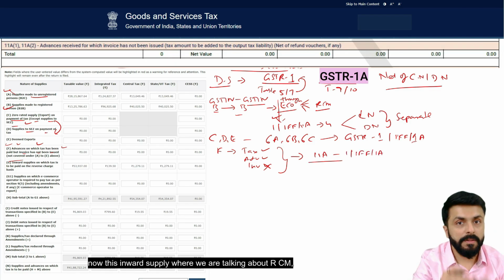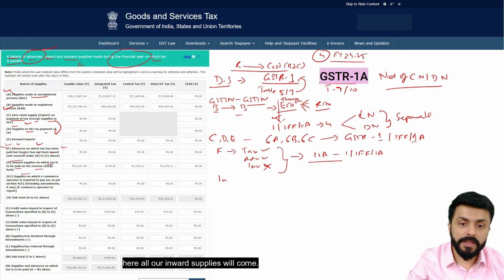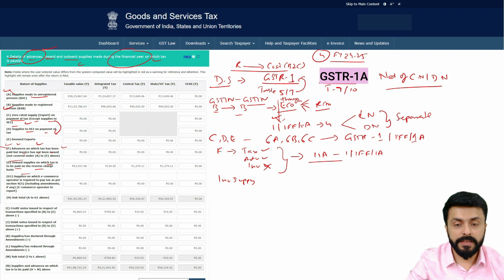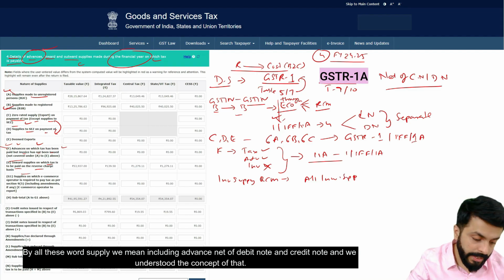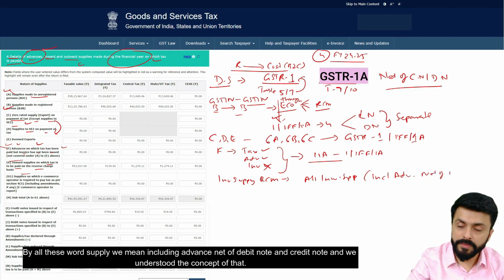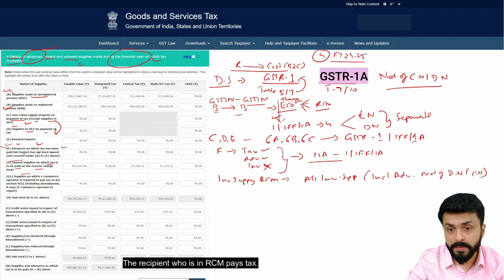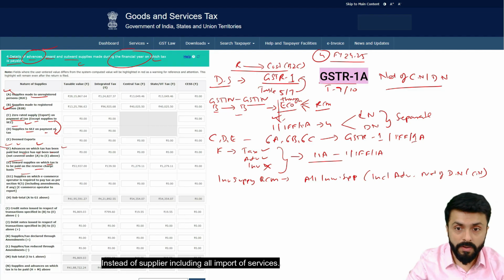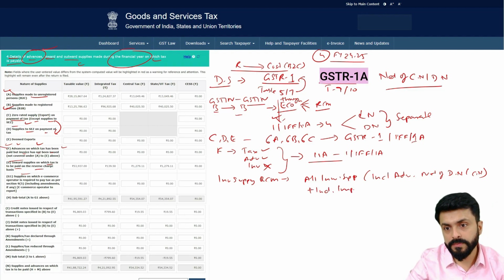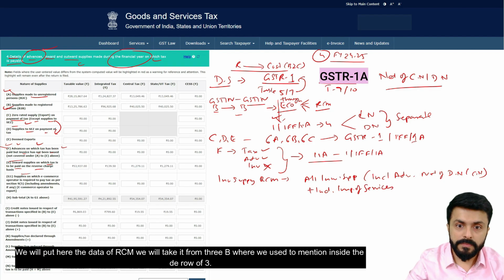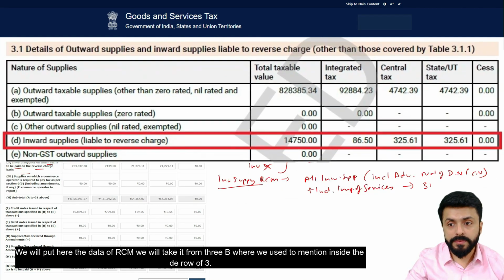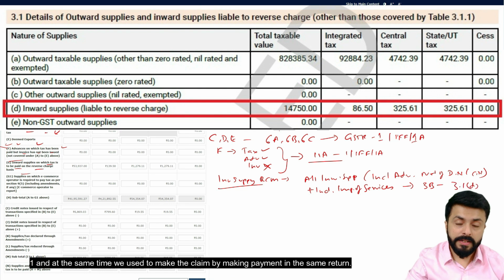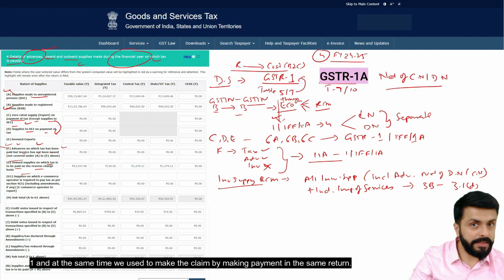Now this is inward supply, where we are talking about RCM. Here all our inward supplies will come. By all inward supplies, we mean including advances, net of debit notes and credit notes, and we understood the concept of that. The recipient, under RCM, pays tax instead of the supplier, including all imports of services. We will put the data of RCM here. We will take it from GSTR-3B, where we used to mention it in row D of table 3.1, and at the same time we used to make the claim by making payment in the same return.